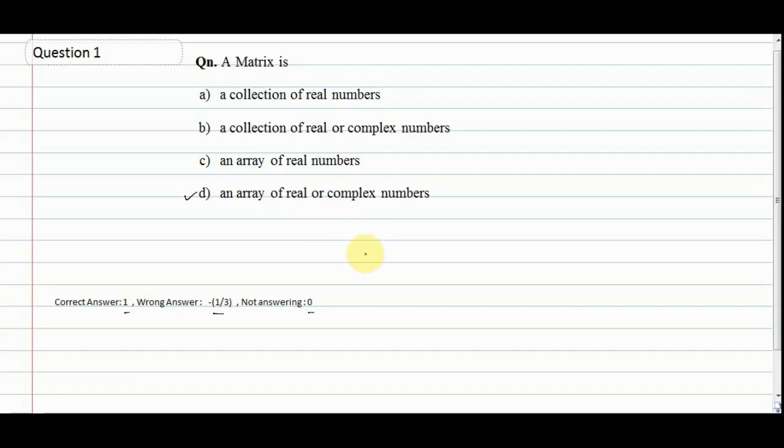We discussed three definitions. The first one was that a matrix can be considered as an arrangement of numbers in rows and columns, and the second one was that a matrix is an arrangement of numbers in rows and columns in a rectangular manner. Okay, a rectangular arrangement of numbers. Now this is the third definition: a matrix is an array of real or complex numbers. So if you have the correct answer with you, you get 1 mark. Okay, now let's proceed to question number 2.